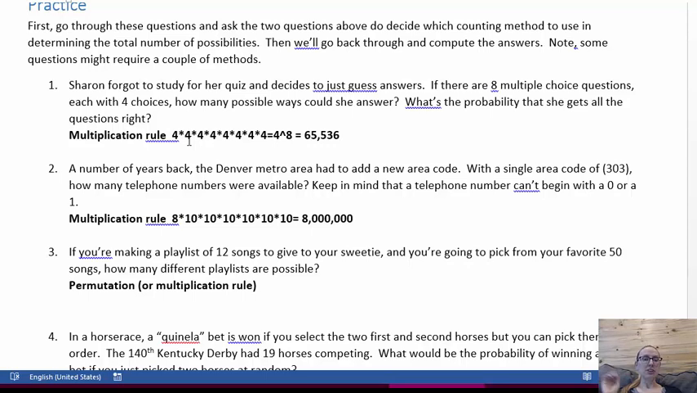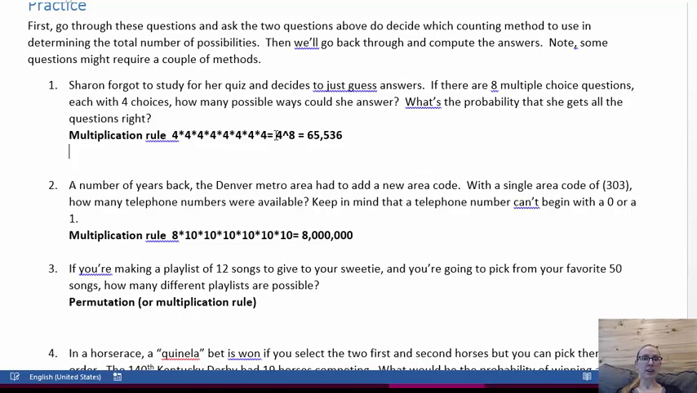There are 8 questions to answer. Each question has 4 choices, so that's 4 times 4 times 4 times 4, 8 times. So that would be 4 raised to the 8th power if you're going to enter that in the calculator. And this comes out to, I believe, 65,536. That would be how many options she had to answer.